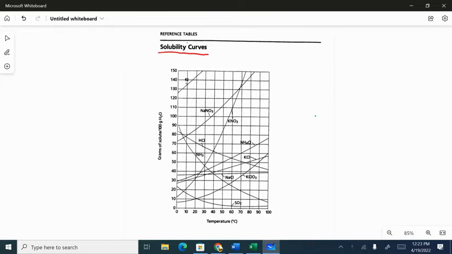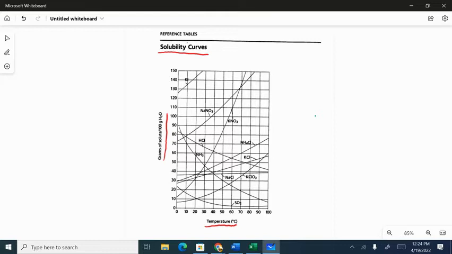Next, we need to have a label on the x-axis with units. So the x-axis has the title of temperature in degrees Celsius. That is our independent axis. That means that we are going to heat the solution up and then check how the y, or dependent axis, responds. On our y-axis, we have grams of solute per 100 grams H2O. So that's going to change with changing temperature.